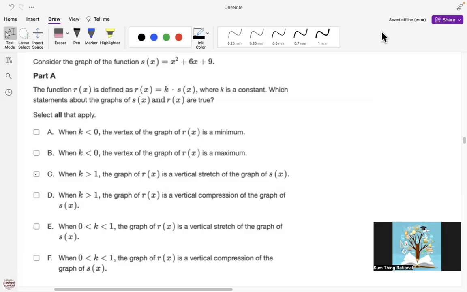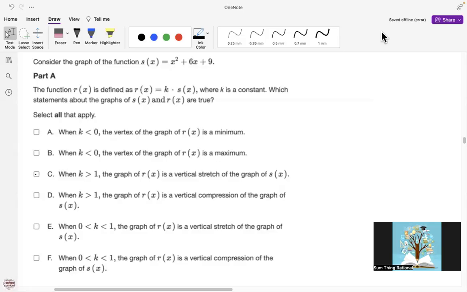Hello everyone. So we have been solving NJSLA release items on quadratic functions and their features and solving quadratic equations. But most of the questions till now we saw were about transformation of the quadratic functions. Again, this is one of the questions, transformation of the quadratic function.